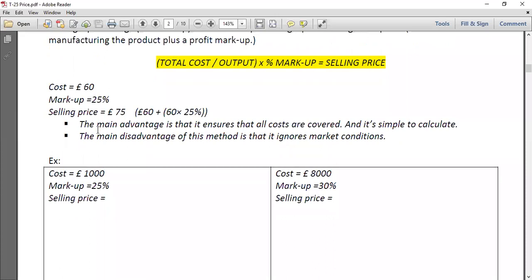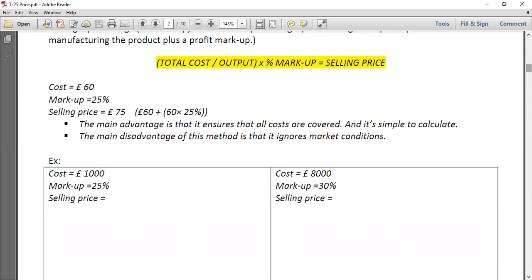So look at this. The main advantage of this is that it ensures that all costs are covered. Definitely, when your actual cost is 60 and you're selling at 75, the cost is covered. And it's simple to calculate. The disadvantage of this method is that it ignores the market condition. As I told you, it ignores the market condition.